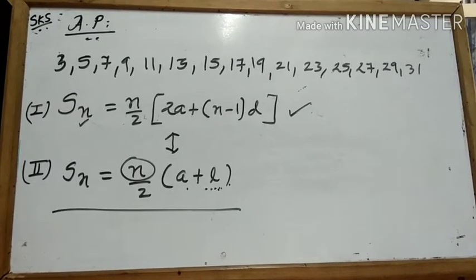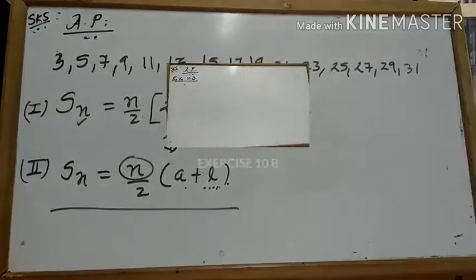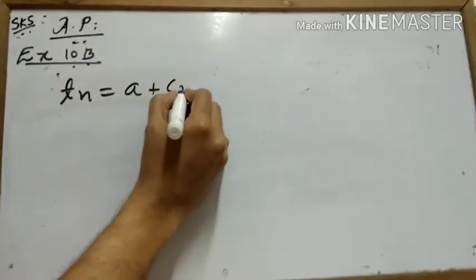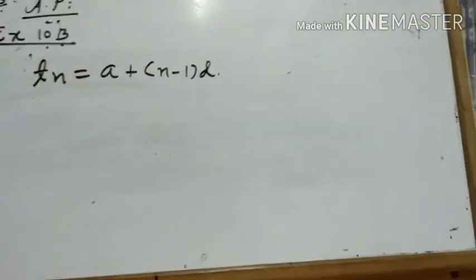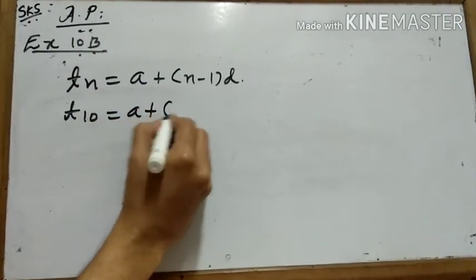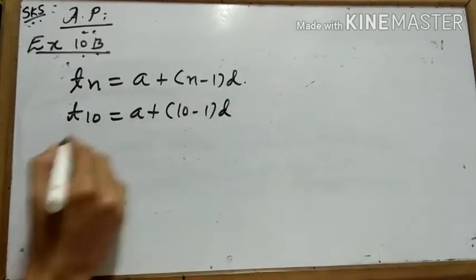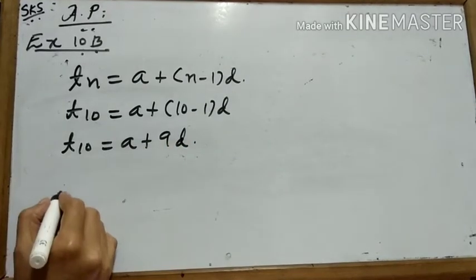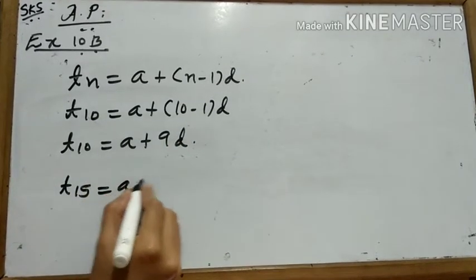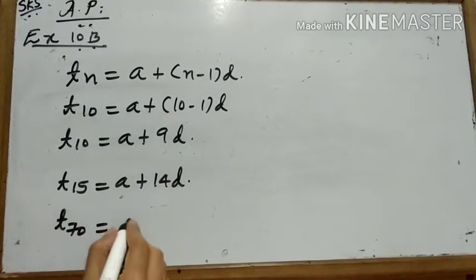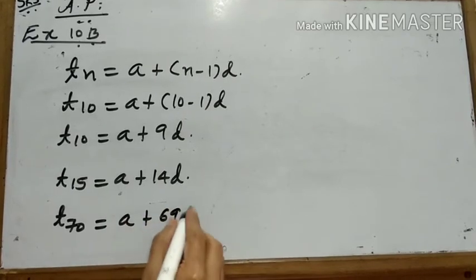Second exercise has no application of this particular concept, but I have already explained it to you, so you can revise it. Dear friends, you already know the formula of Tn. Tn is given by a plus bracket open n minus 1 into d. Now, if I ask you what is the 10th term, then it is nothing else but a plus 10 minus 1 into d. Therefore, T10 will be equal to a plus 9d. If somebody is asking me what is the 15th term, then it is pretty simple, a plus 14d. If somebody is asking me what is the 70th term, then it will be a plus 69d.